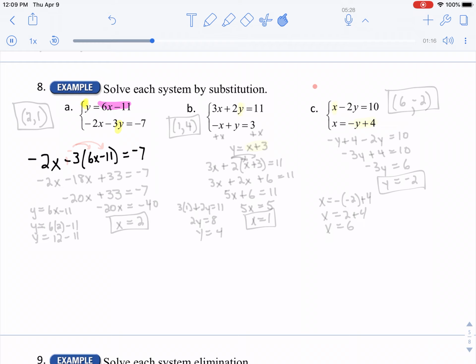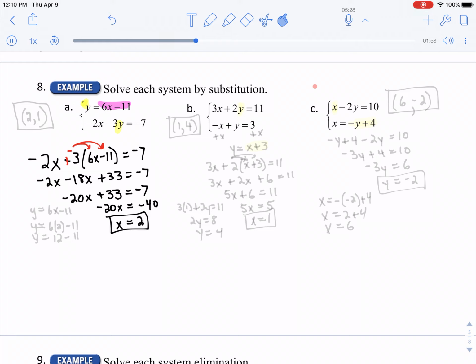Now we're going to distribute that negative 3. Don't forget it's a negative 3. It might help you if you make this a plus and then a negative 3 because you've got to distribute that negative 3. When you distribute that negative 3, you get a negative 2x minus 18x. And then a negative 3 times a negative 11 is a positive 33 equals a negative 7. Now combine your like terms and you get a negative 20x plus 33 equals a negative 7. Now subtract 33 from both sides and you get a negative 20x equals a negative 40. And divide both sides by negative 20 and you get x equals 2.